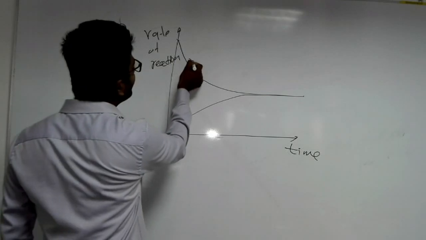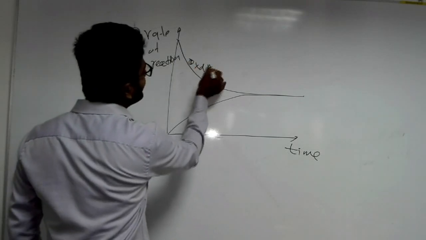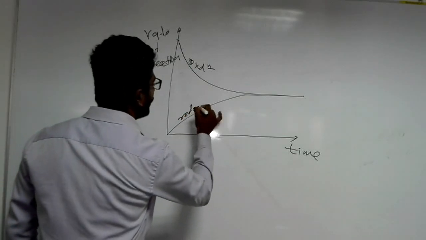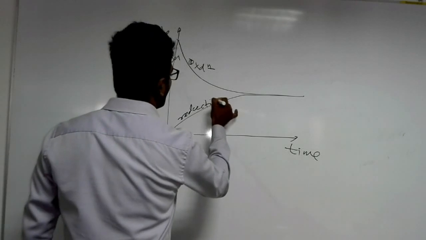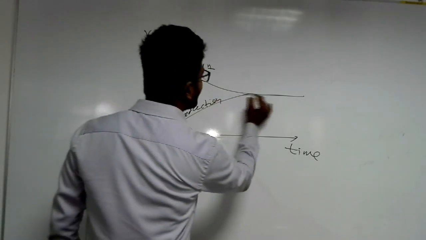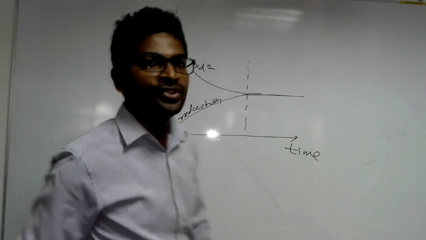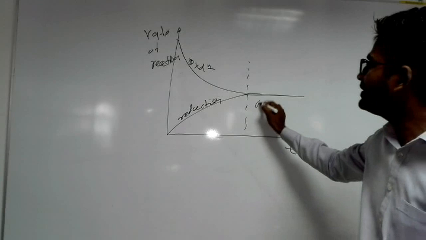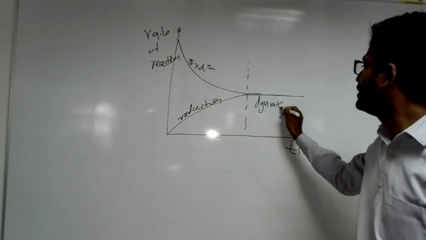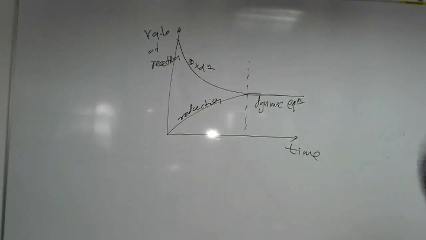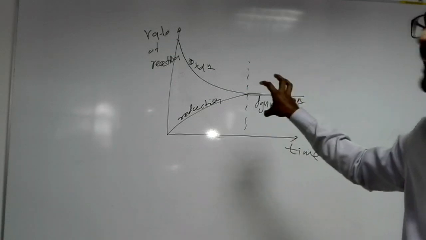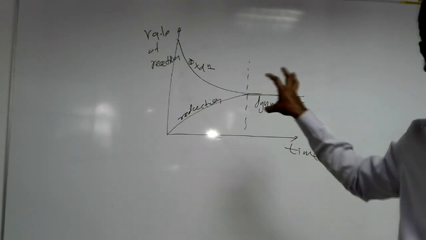So this is the oxidation process, and this is the reduction process. After some time, the oxidation and reduction rates are equal to each other. After this point, there exists a dynamic equilibrium. In the electrochemistry of A-level chemistry, based on this equilibrium, you have to get this idea.